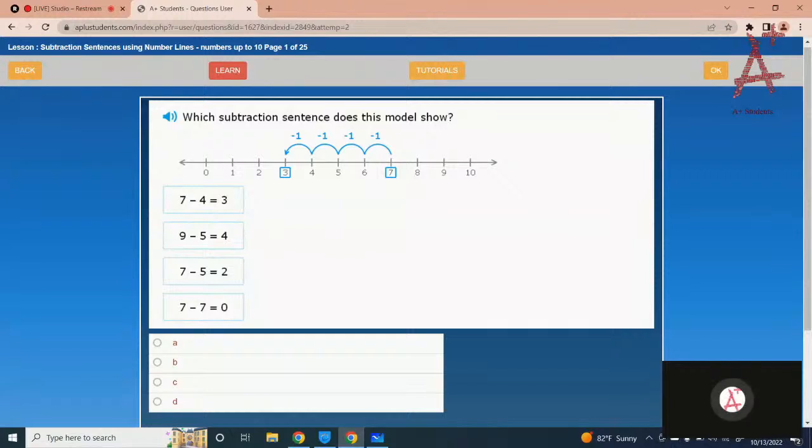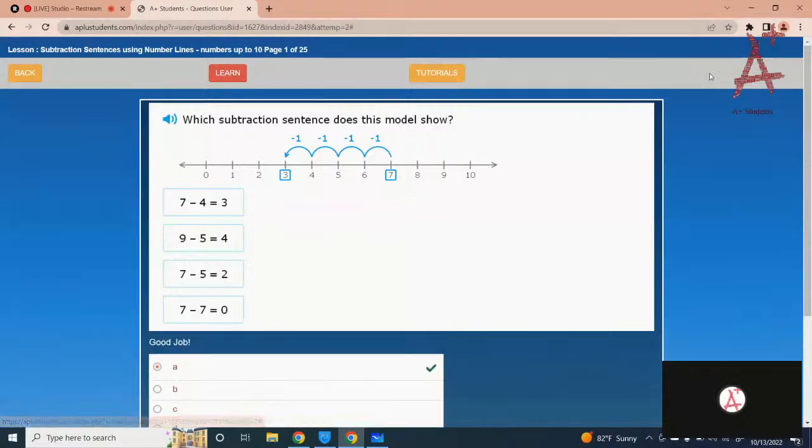That would be 7 subtract 4 equals 3. Got it? Because you started from 7, you move back 4 times and you reach 3. That means you have 7 subtract 4 equals 3. Got it? That would be the very first option. So that means the answer is option A. Got it? So select the correct option and then click on the OK button. Got it?